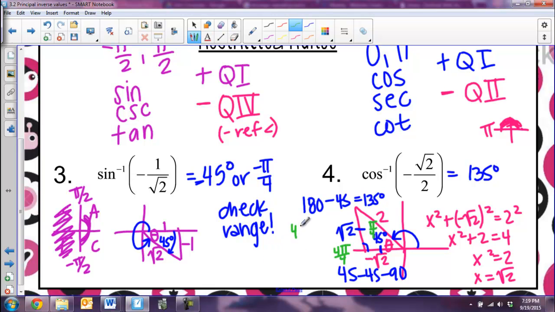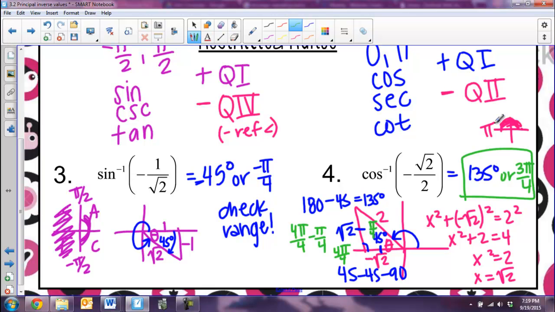So I would have 4 pi over 4, or pi minus pi over 4, and I would find that equivalent angle would be 3 pi over 4. So knowing your unit circle could be really useful now if you can remember all those reference angles.